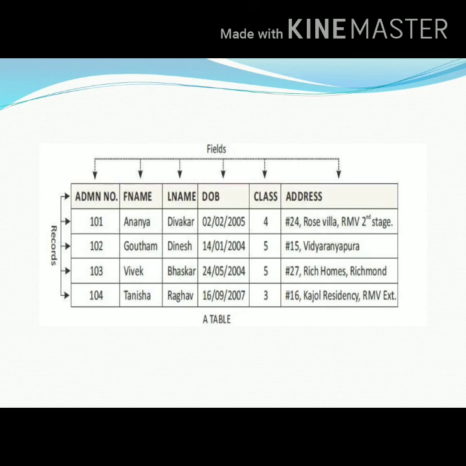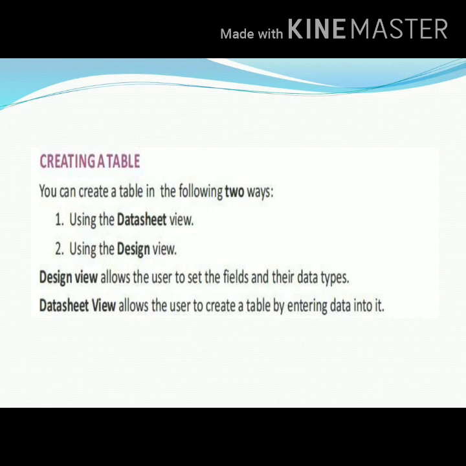For creating a table we have two ways. The first is by using Datasheet view. The other is by using Design view. What we saw in the last class was the Datasheet view. In Datasheet view you can enter the data directly without mentioning the data type. That is also a way to create a table. Later on you can check the fields also.